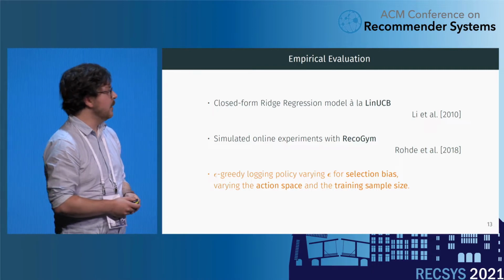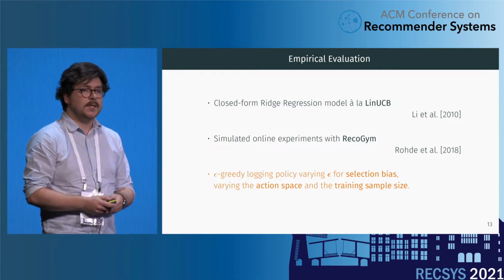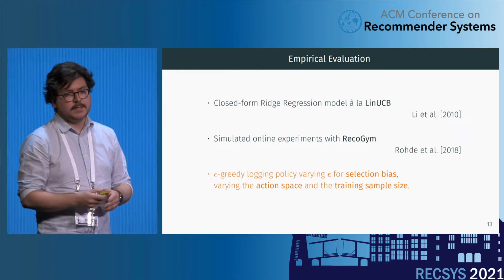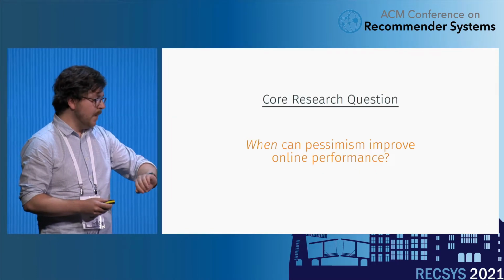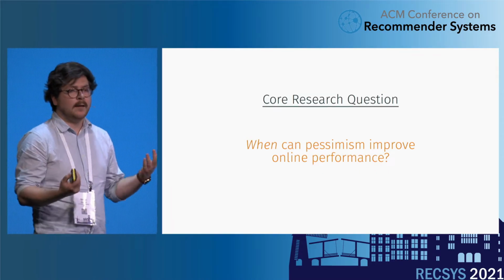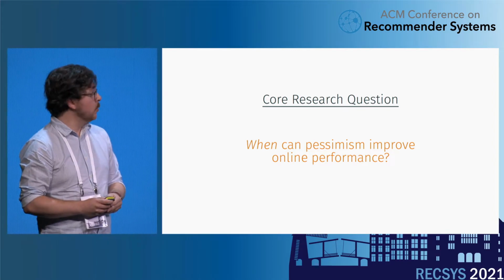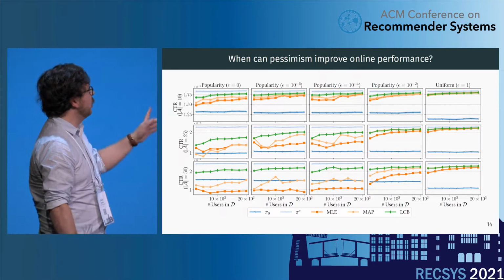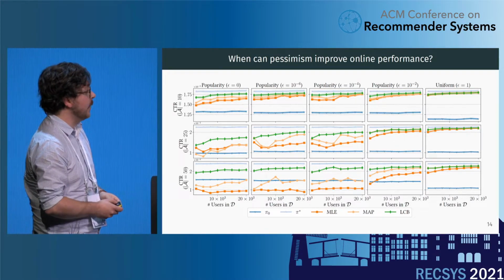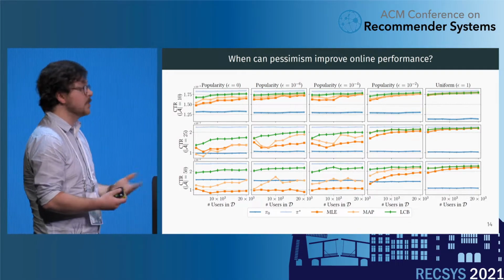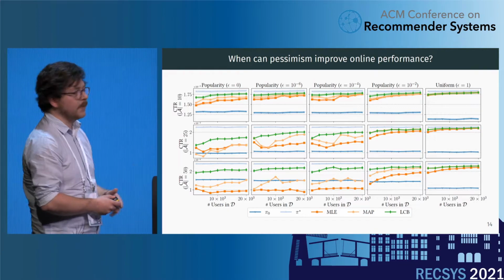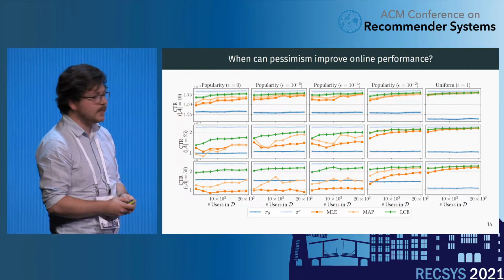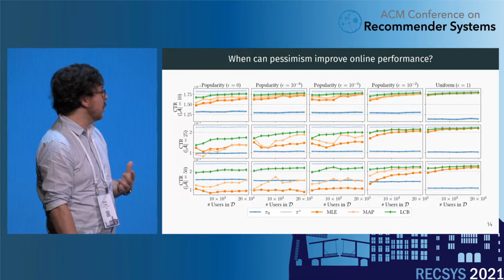And then we vary the rate of exploration in the logging policy, because that's going to give us more or less bias. And then we vary the size of the action space and the size of the training sample. And so the main question that we have is, well, when can it actually improve performance? So what you see here are some results from simulated A/B tests. The leftmost column shows when there is strong selection bias, and going to the rightmost where there is no selection bias. The rows are differently sized action spaces. You can see that we increase the size of the training sample over the x-axis, and then we show the reward that a model got over the y-axis.